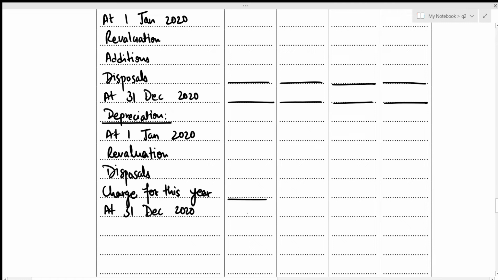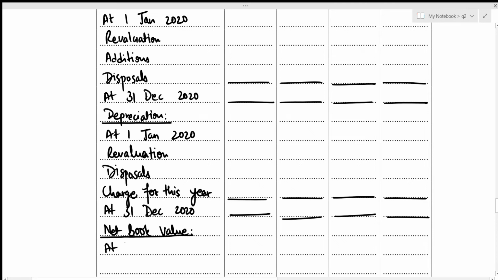Okay. And the third section would be that of net book value. And net book value is just going to be at 2 different dates. So it's going to be at 1st January 2020 and at the closing date of 31st December 2020. Okay, so this is the format for the schedule of non-current assets. Now we begin by filling in all of the values.